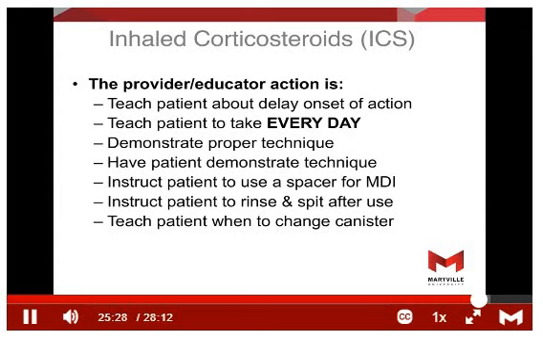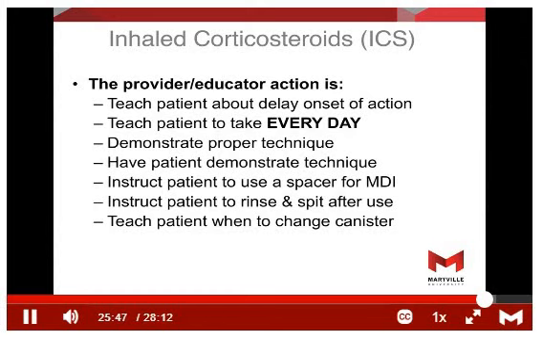So I tend to tell my patients to remind them to take it twice a day. You brush your teeth twice a day. You take your inhaled corticosteroid twice a day. I tell them to take their inhaled corticosteroid before they brush their teeth in the morning and before they brush their teeth at night. That way, after they take it, they're brushing their teeth and rinsing out their mouth.